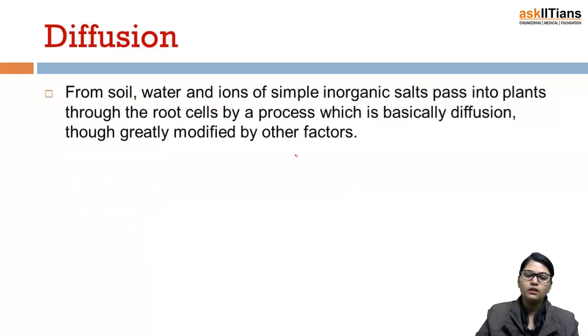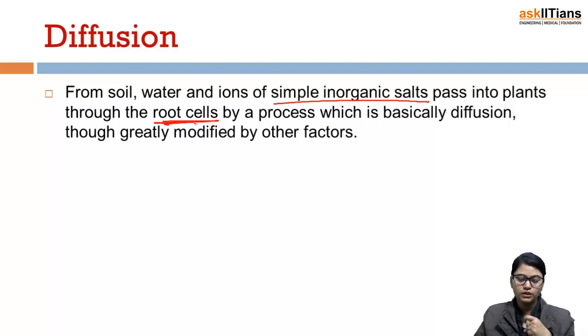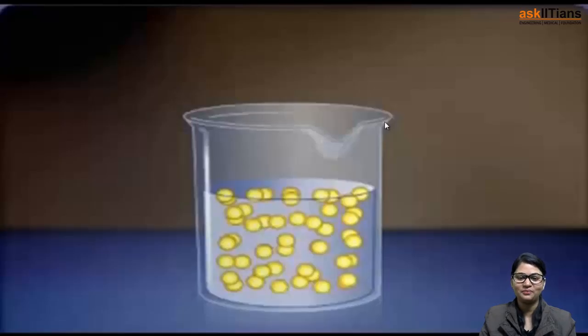From soil, water and ions of simple inorganic source pass into plants through the root cells. These water and ions are passing by a process basically known as diffusion. This diffusion is supported by other factors as well. But the main method of transport is diffusion.